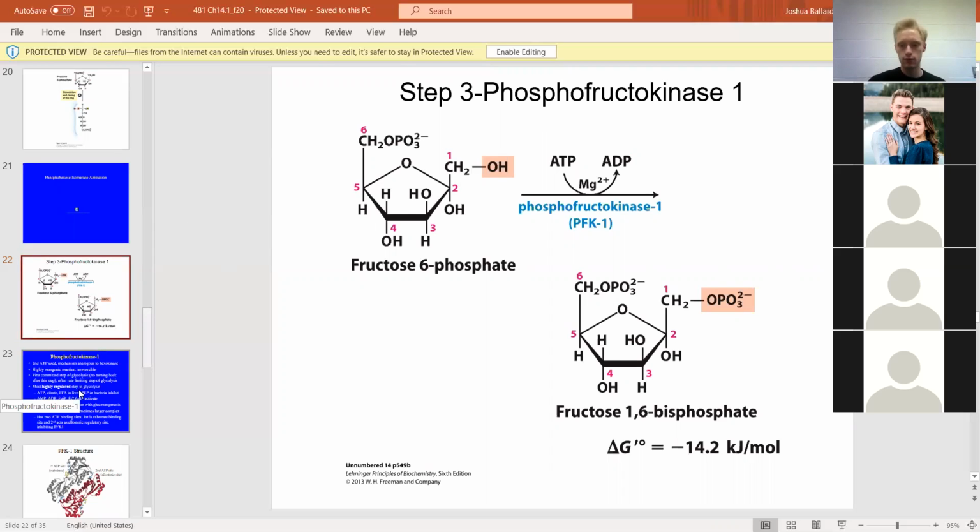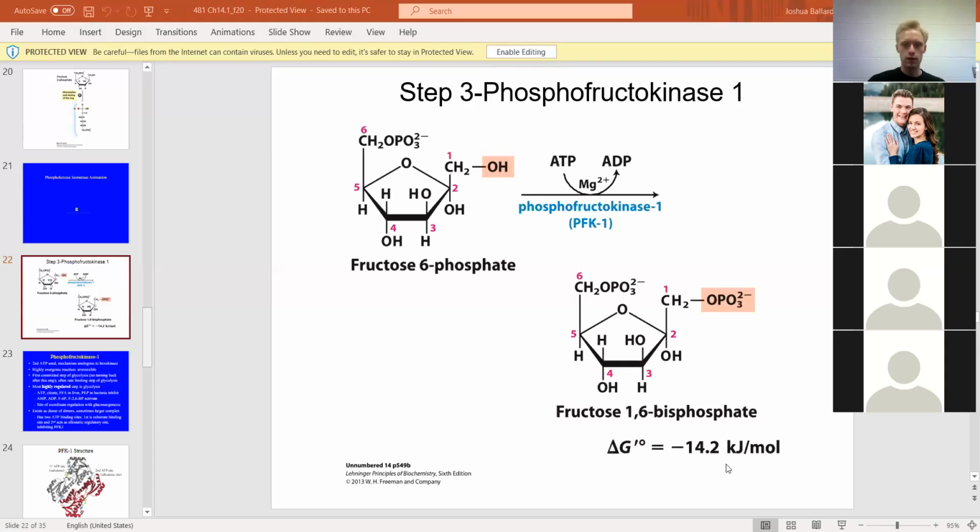So we have step 3, phosphofructokinase. How much detail do we need to know in terms of mechanism? I would recommend knowing the arrow pushing. I know that there's a question on the test that asks you to describe the reaction mechanism of one of the enzymes in glycolysis. So I would recommend knowing the arrow pushing of the electrons. And so that'd be good.